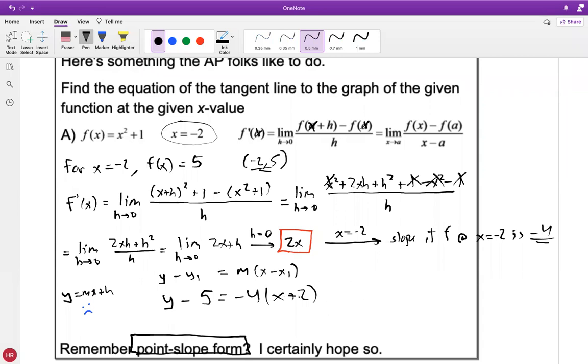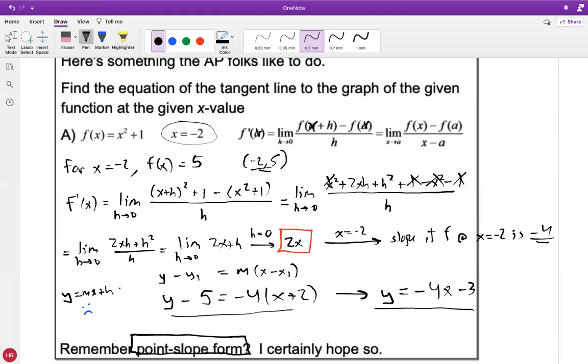You can also simplify this thing and turn it into slope-intercept form. You get negative 4x, that's minus 8 plus 5 is minus 3. So I don't care which one of these answers you give me. This one works, it's all fine. But this one is fine too, so if you use point slope form, you just do this and then you're done. You don't have to convert it.